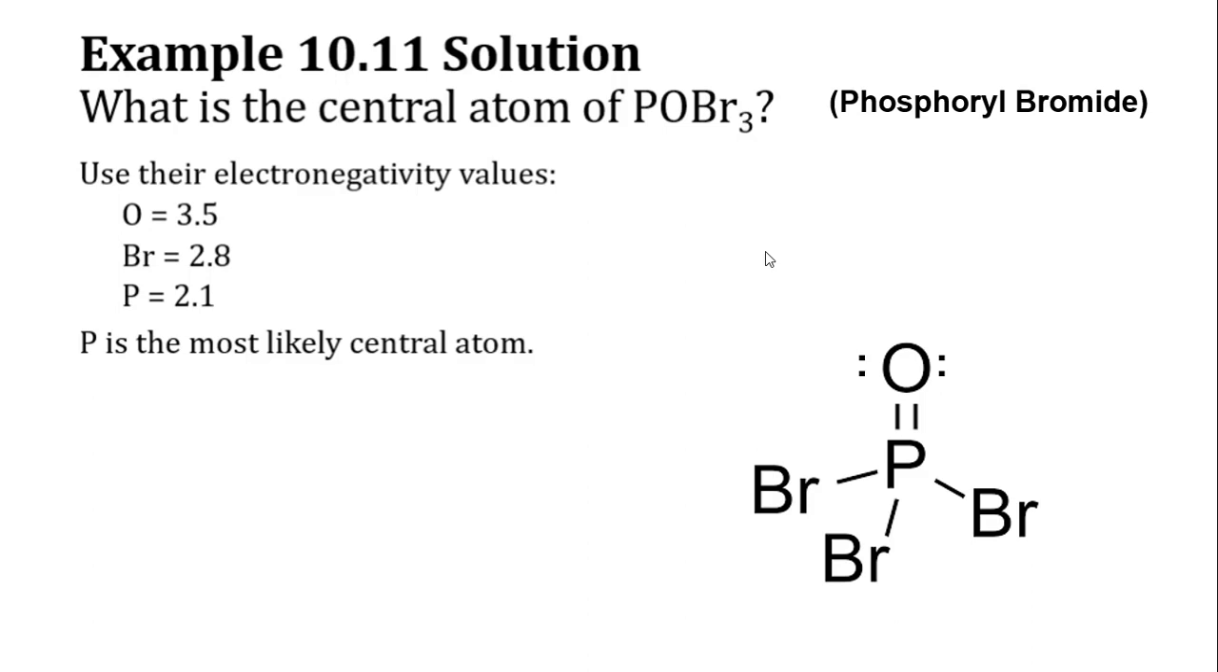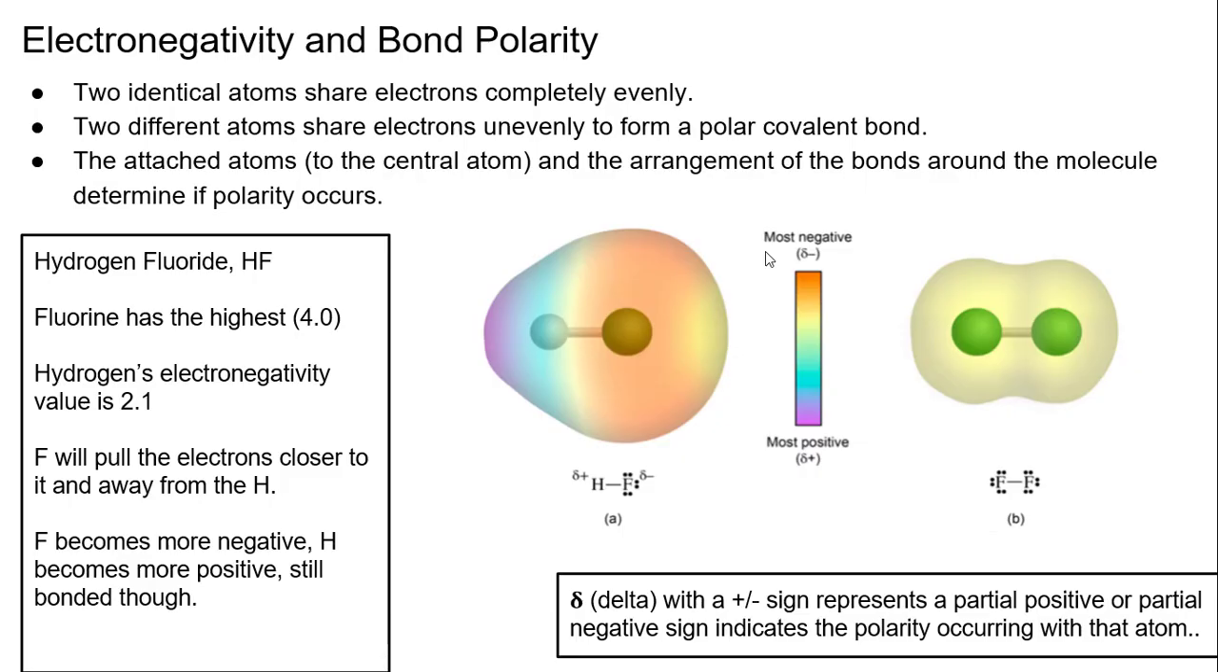And oxygen is the second most electronegative atom, so it's definitely not going to be that one. So phosphorus would be in the middle, and then you would work around that. Okay, so now we've got to talk about bond polarity and dipoles.